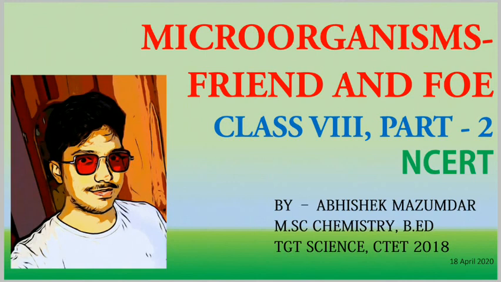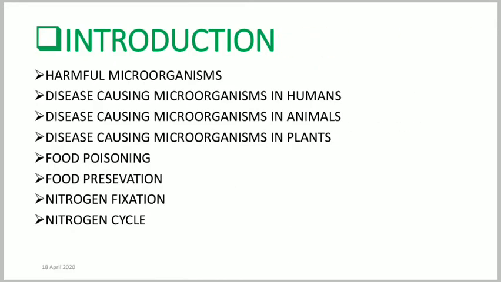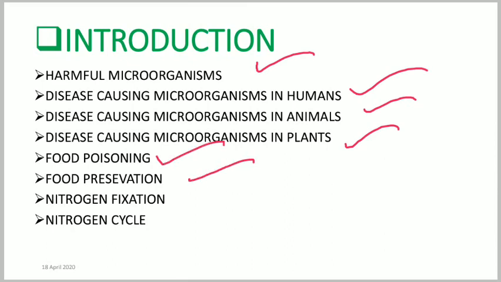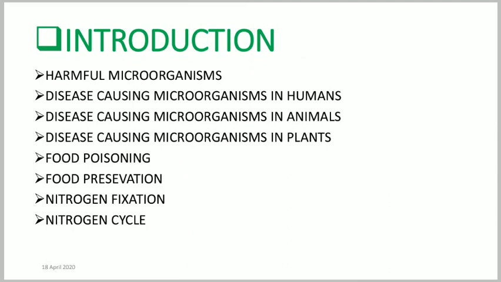We had already completed the first part of this chapter. Now we are going to complete the second part of the chapter Microorganism Friend and Foe from class 8 NCERT. Today we are going to complete the following topics such as harmful microorganisms, disease causing microorganisms in human, animals as well as in plants. Then we will complete the topic food poisoning, food preservation, nitrogen fixation and the nitrogen cycle.